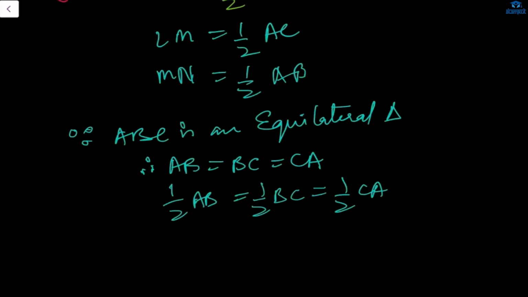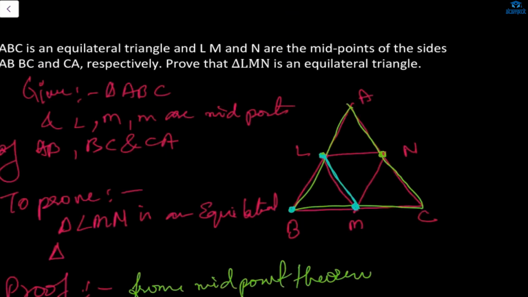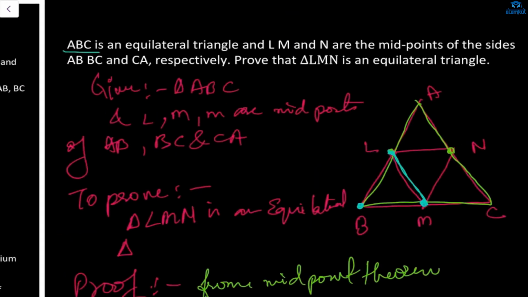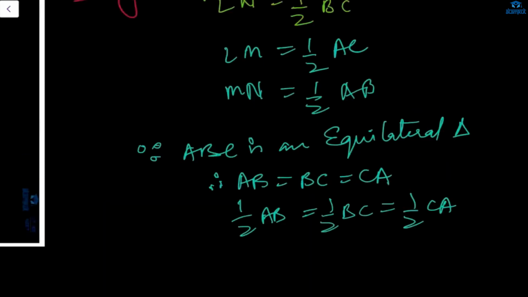Yes, it is given. The first thing that was given in the question was that ABC is an equilateral triangle. I forgot to note that. Else it would be very tough to prove.